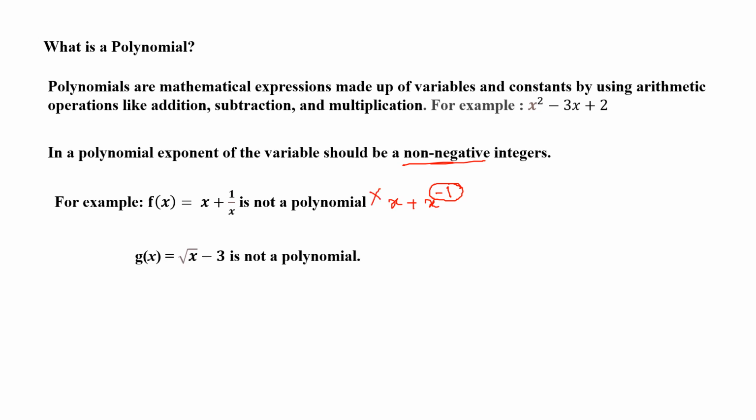Now next is root x minus 3. Root x means the power of x is 1 by 2, minus 3. Again it is not an integer. So this is also not a polynomial. So you have to be very careful when the question comes like identify which is a polynomial. You have to take care of all those things. The power of the variable should be a non-negative integer.